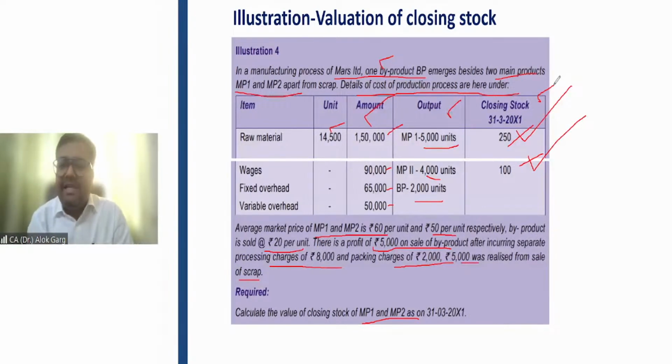And the 5,000 was realized from the sale of the scrap, right? You need to calculate the closing stock of MP1 and MP2 as on 31st March 2001. I hope the question is clear to all of you. Very good. Let's go to the solution.